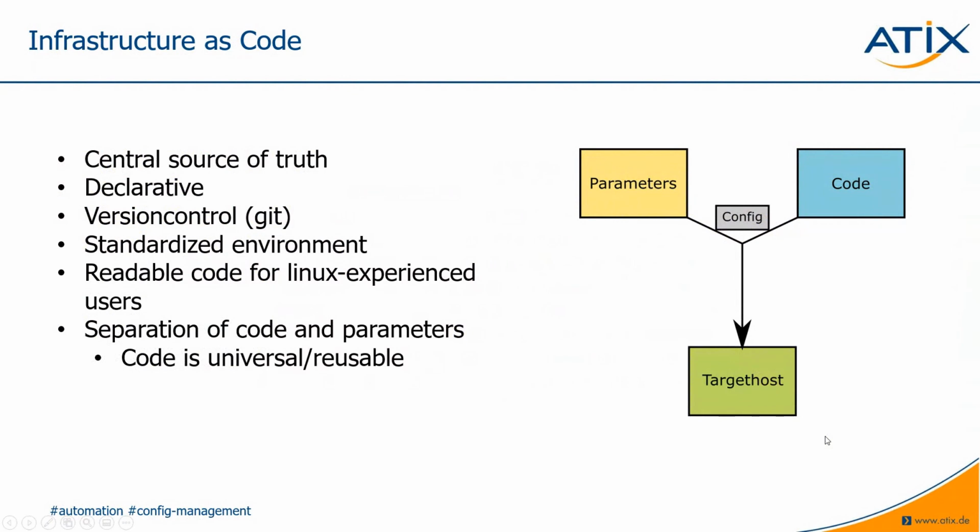So infrastructure as code means I have one central source of truth. This is usually some kind of version control, which is usually Git. And in this case, I want to have a declarative solution. So as I said before, I want to describe the state I want to have my servers in, or my machines. I want to describe how it should look like in the end, and then there should be some code which magically takes care of everything.